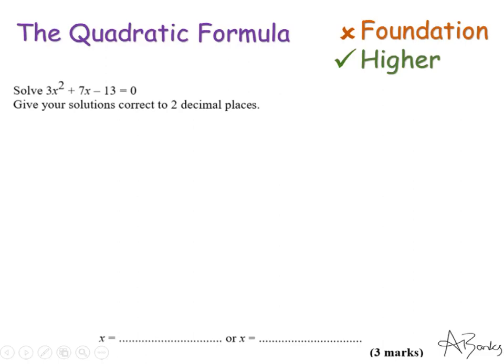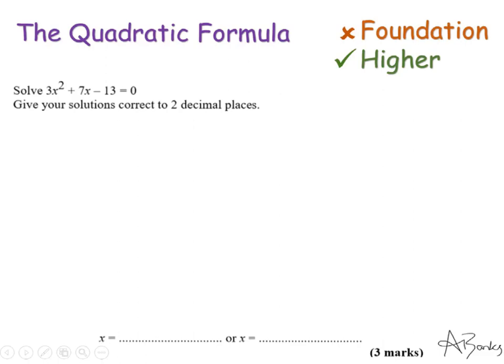So this is a higher tier only topic, and it's one of three ways we have of solving a quadratic. We can factorise, we can complete the square, and we can use the quadratic formula. The quadratic formula is normally used when the other two options become too difficult or if it won't factorise, and this is normally when we have a calculator. It gives you a clue in the question.